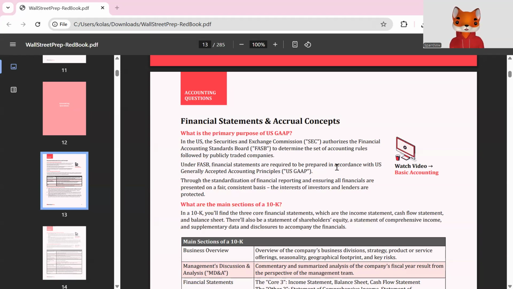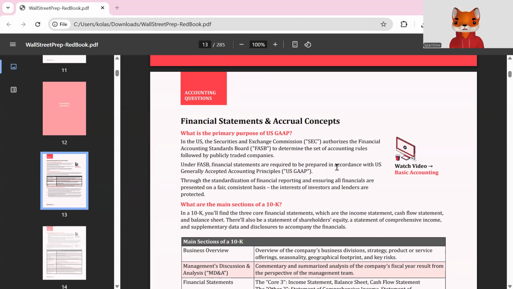Under the Financial Accounting Standards Board, financial statements are required to be prepared in accordance with US GAAP through the standardization of financial reporting and ensuring all financials are presented on a fair, consistent basis. The interests of investors and lenders are protected.